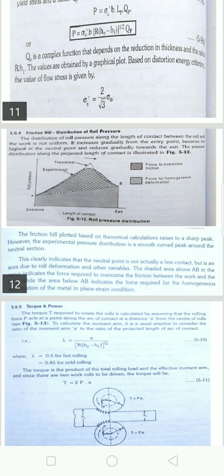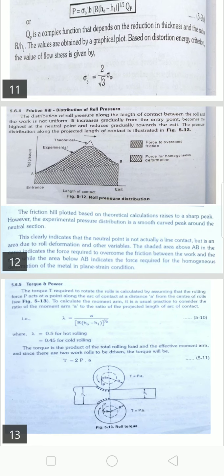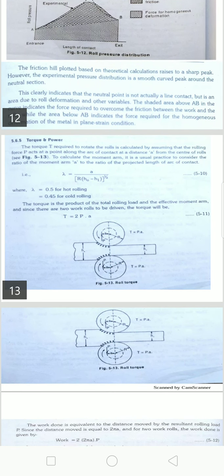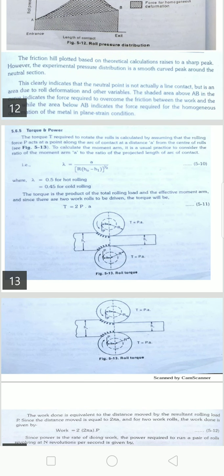All of this will be taken into account while calculating the exact value of the thickness to be reduced between the two rolls. Then, how to calculate the torque and power? The torque required to rotate the roll is calculated by assuming the rolling force P acts at a point along the arc of contact at a distance A from the center of the rolls, given in the figure.